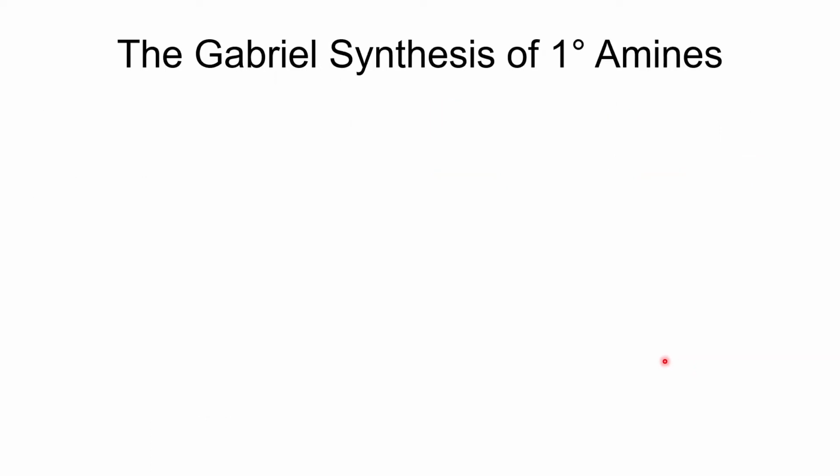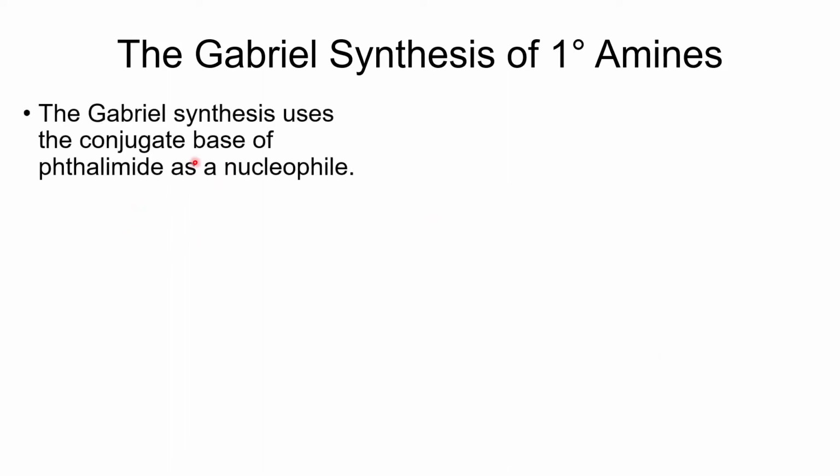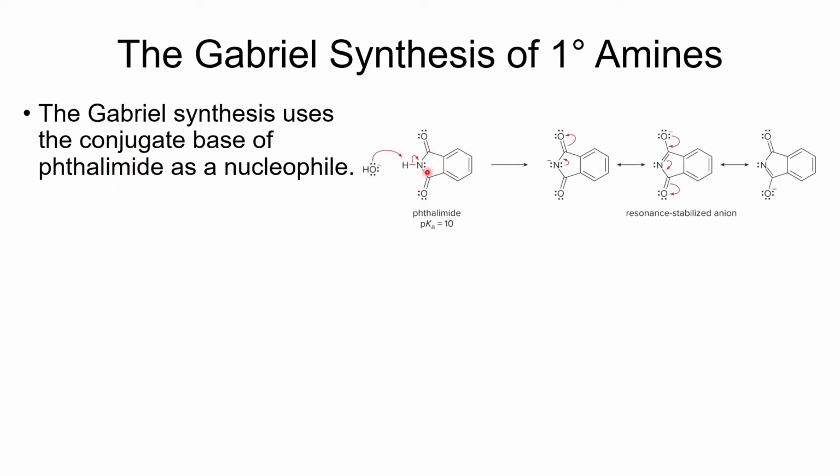We're going to look at something that is related, and it's what's called the Gabriel synthesis. In the Gabriel synthesis, instead of using an amine as our nucleophile, we're going to use phthalimide, and we're actually going to use the conjugate base of phthalimide. So here is phthalimide. It has an acidic hydrogen on the nitrogen. The reason it's acidic is that we have these two carbonyl groups.